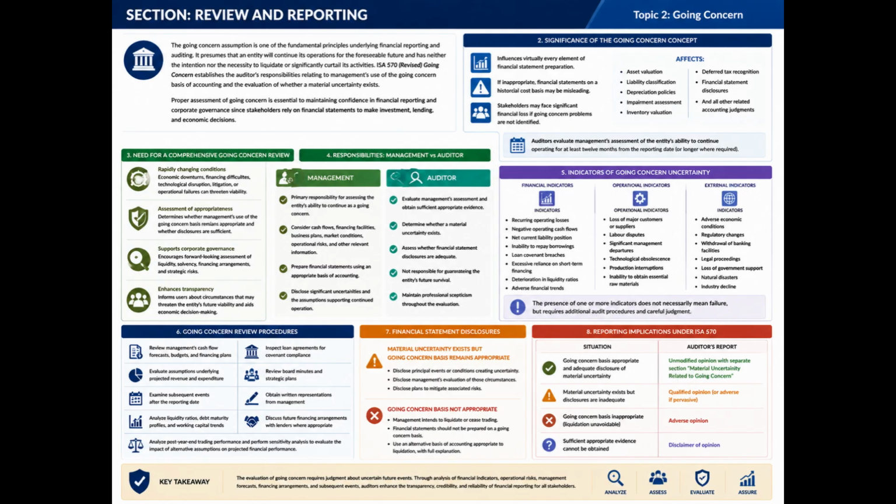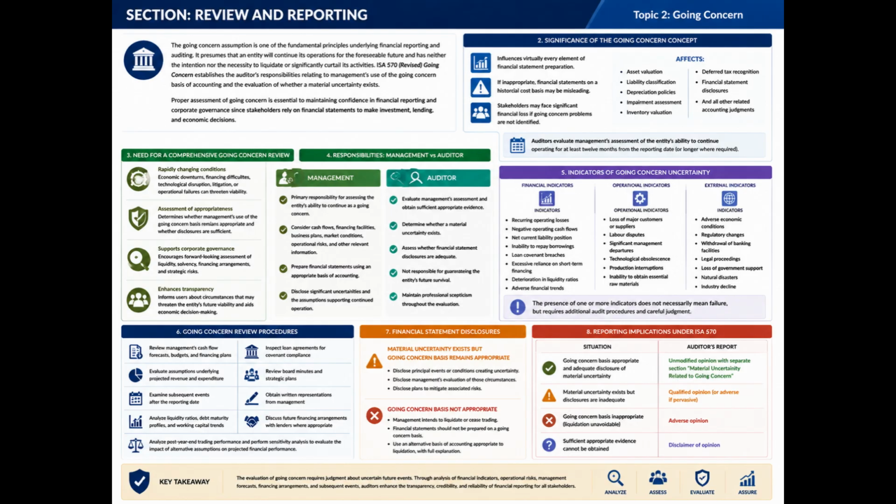Where significant uncertainties exist, management must provide appropriate disclosures explaining the nature of those uncertainties and the assumptions supporting continued operation. The external auditor's responsibility is not to guarantee the entity's future survival but to evaluate management's assessment, obtain sufficient appropriate audit evidence, determine whether material uncertainty exists, and assess whether financial statement disclosures are adequate. The auditor must maintain professional skepticism throughout this evaluation, particularly where significant judgment or optimistic assumptions are involved. Auditors should remain alert to indicators that an entity may not be a going concern, as these may signal the existence of material uncertainty requiring further investigation.